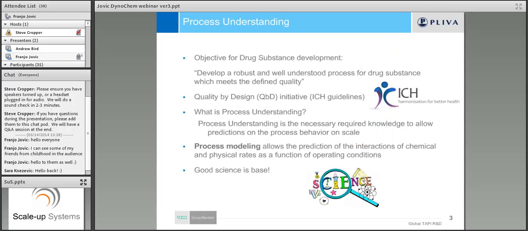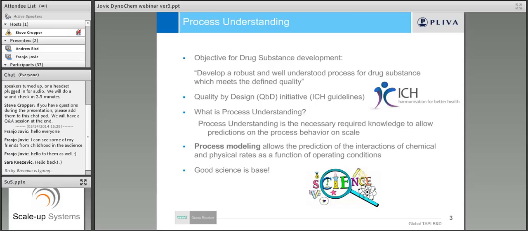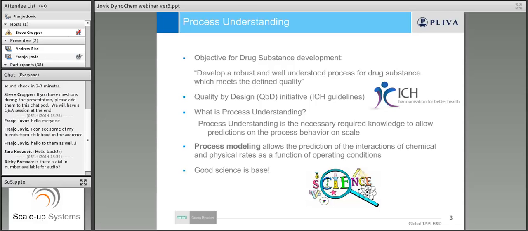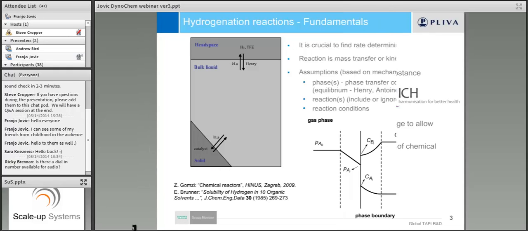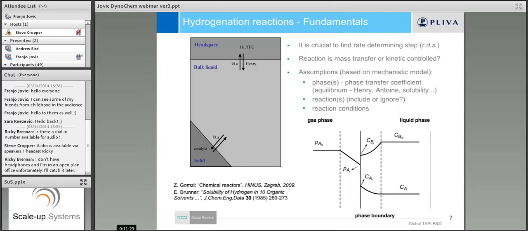All these initiatives can be found in the ICH guidelines from Q8 to Q11, and the basic fundamental approach means that you need to have some kind of process understanding. And process understanding means that you will need to obtain the required knowledge to allow predictions on different scales. So if we had an additional solid phase, we will have another equilibrium, so we will have a mass transfer between solid and liquid phase at the same time.